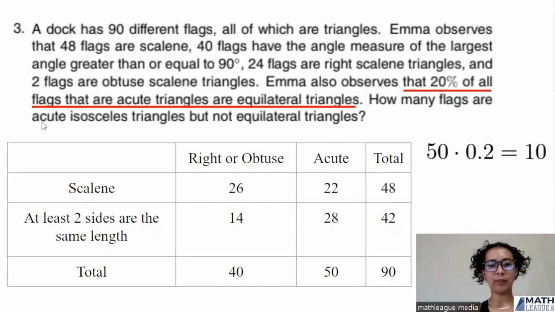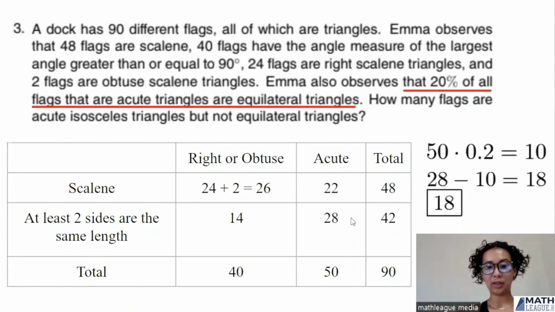And we know that we are looking for acute isosceles triangles, but not equilateral triangles. So of our 28 acute triangles that have 2 sides that are the same length, which are our acute isosceles and equilateral triangles, 10 of those are equilateral, which means that 28 minus 10 equals 18 of those are isosceles. So that's our answer, and there are 18 acute isosceles triangles that are not equilateral triangles of all of our different flags on this dock.